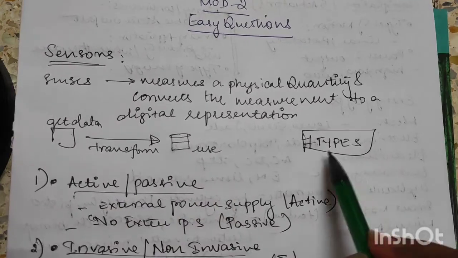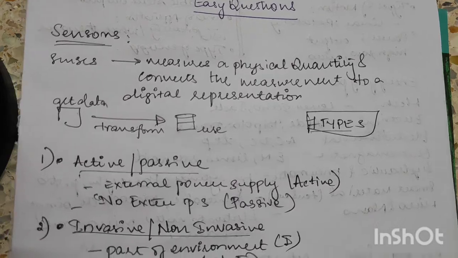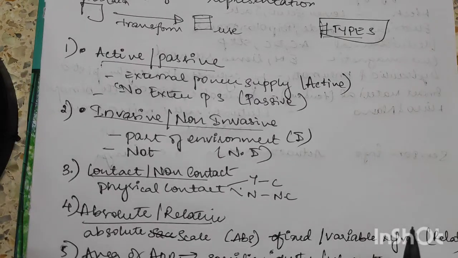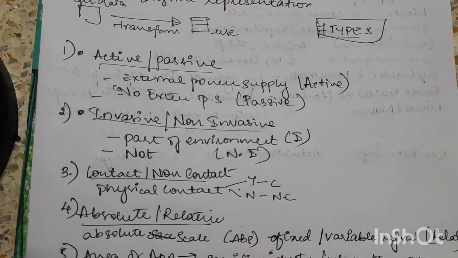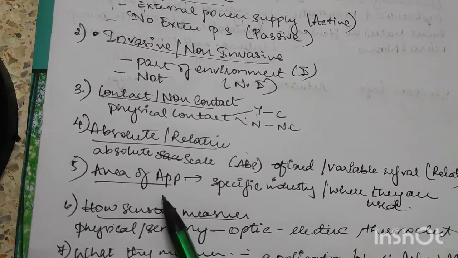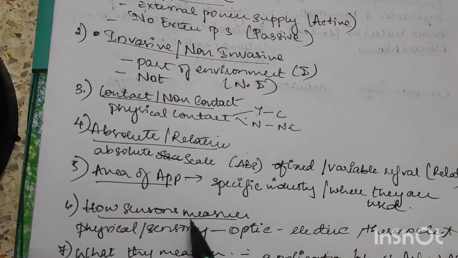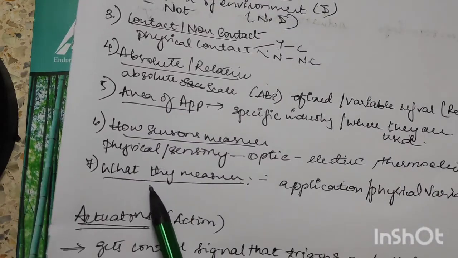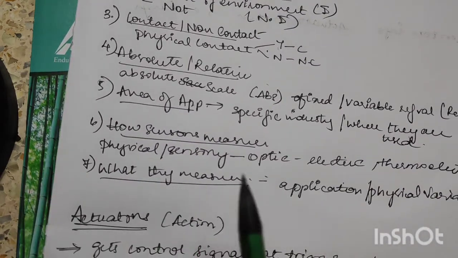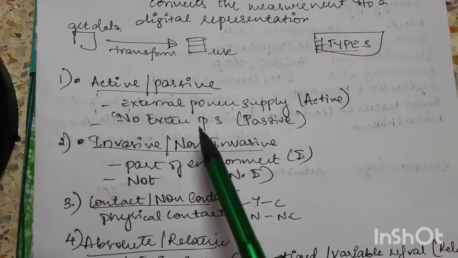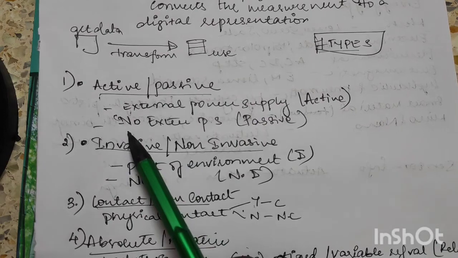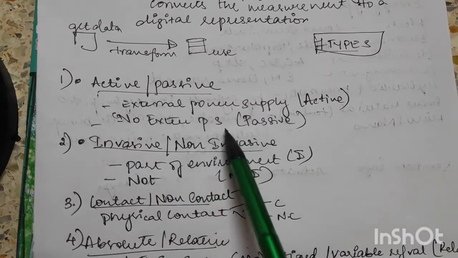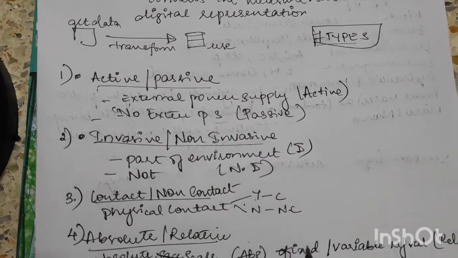required format. There are mainly 7 types of classification of sensors: active, passive, invasive, non-invasive, contact, non-contact, absolute or relative. It depends on the area of application, how the sensors measure, and the 7th one being what they measure. In active or passive, if an external power supply is there, it is called active. Or else, if there is no external power supply, then it's a passive sensor.